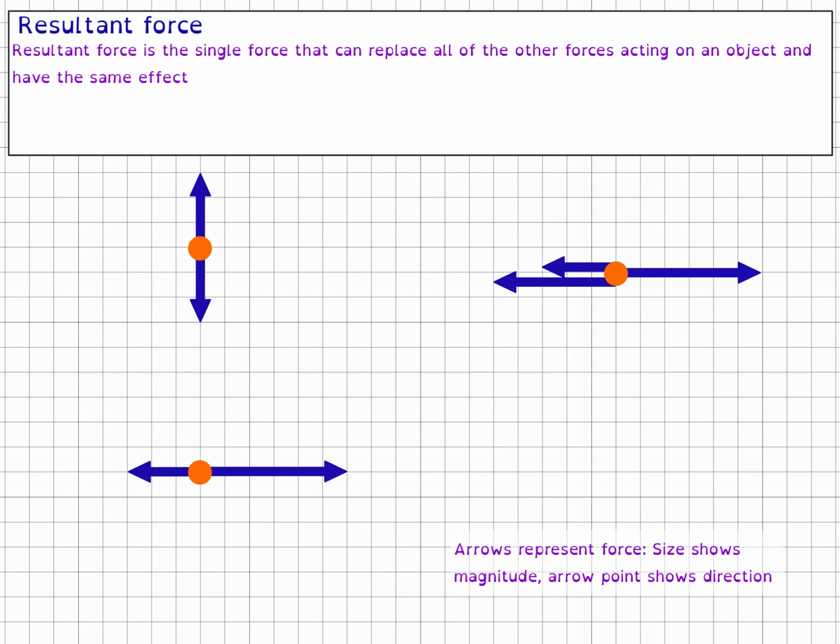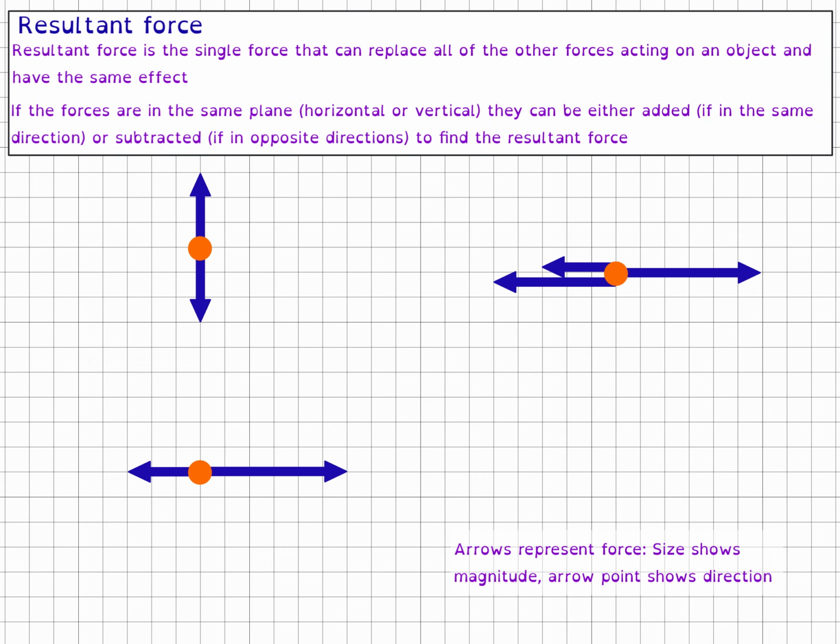A resultant force is the single force that can replace all of the other forces acting on an object and have the same effect. If the forces are in the same plane, so horizontal or vertical, they can be either added if they're in the same direction or subtracted if they're in opposite directions to find the resultant force.